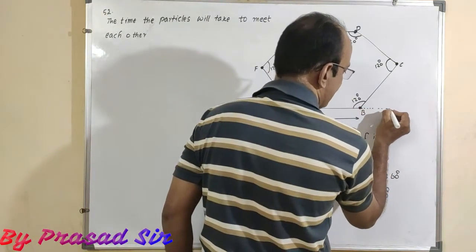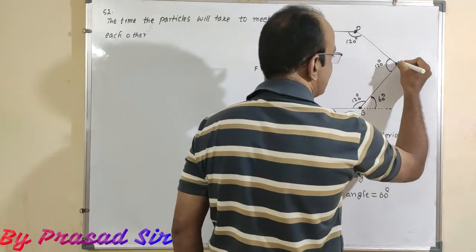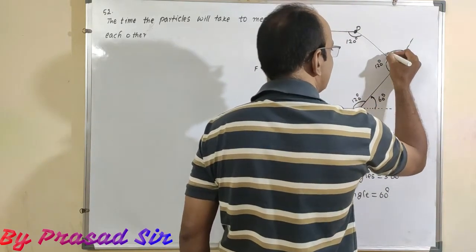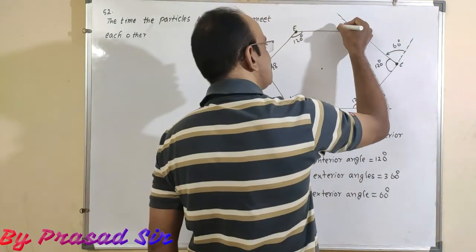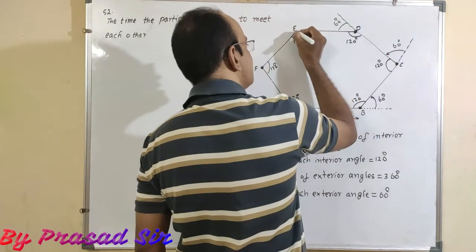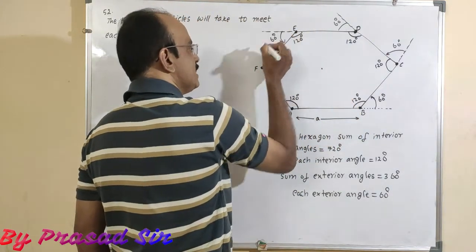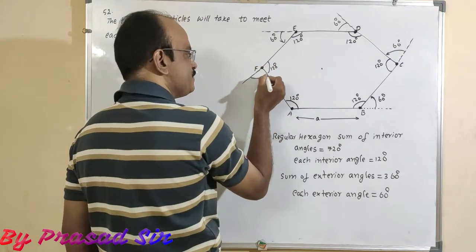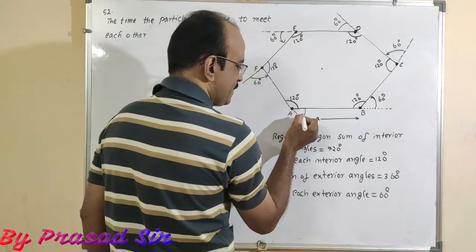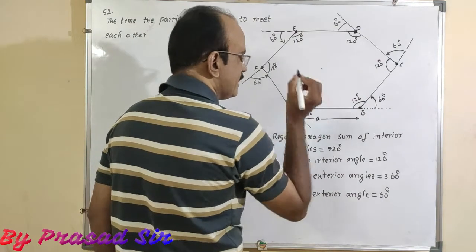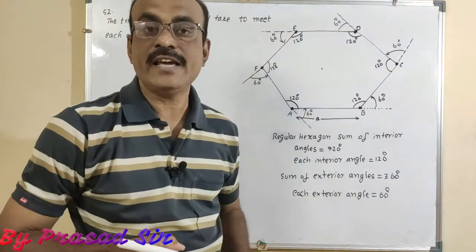Suppose it is extended like this. This makes an angle of 60 degrees. If it is extended, this makes an angle of 60 degrees, and so on for each side. The sum of the exterior angles is 6 times 60, that is 360 degrees.